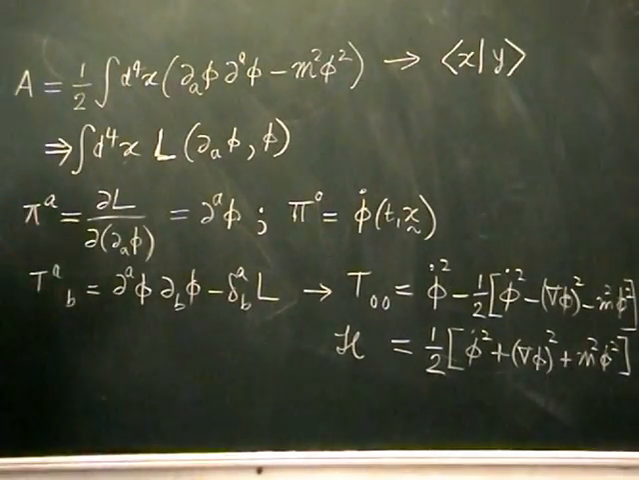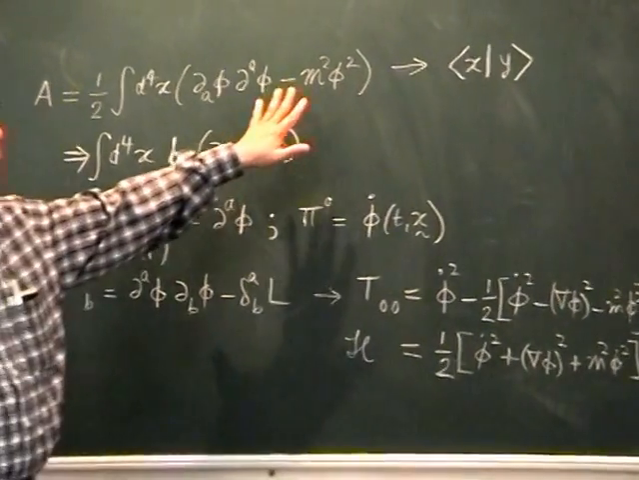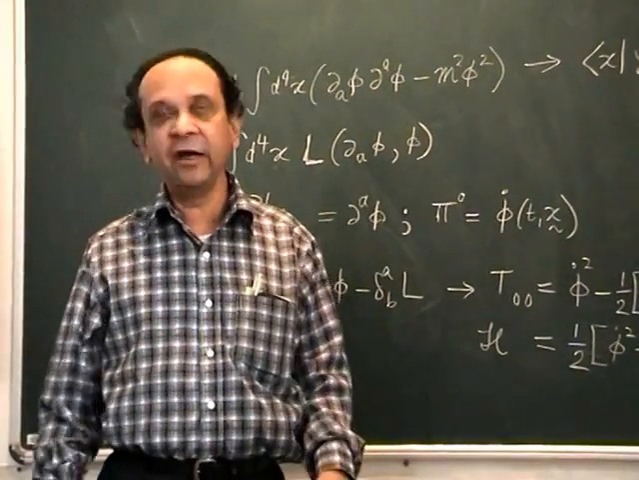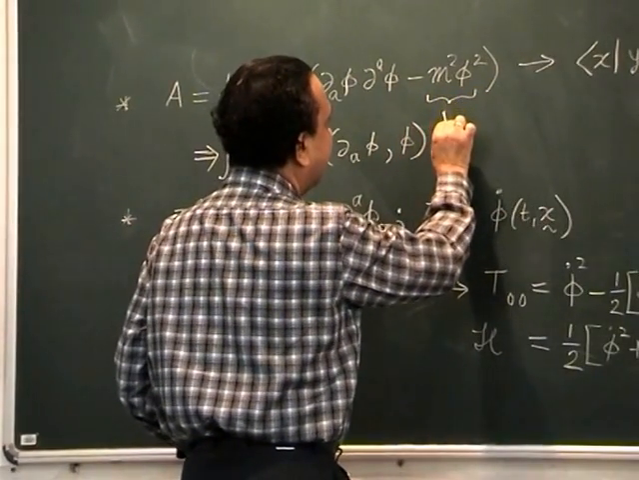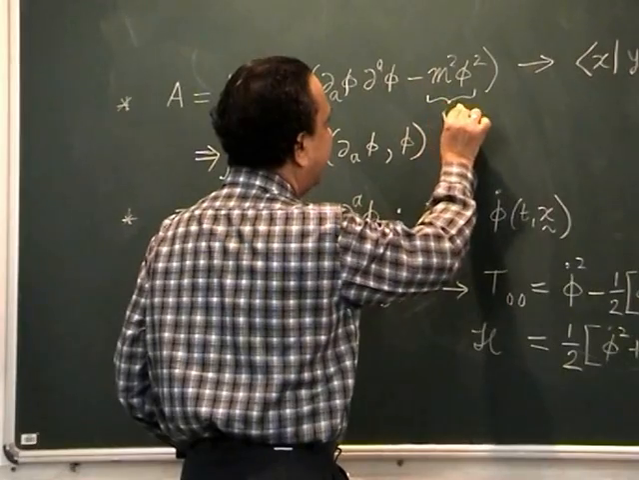And all these concepts, just keep in mind that if I just replace m square phi square by a V of phi, which we will need later, and I don't want to rewrite all the formulas, suppose you have an arbitrary V of phi.